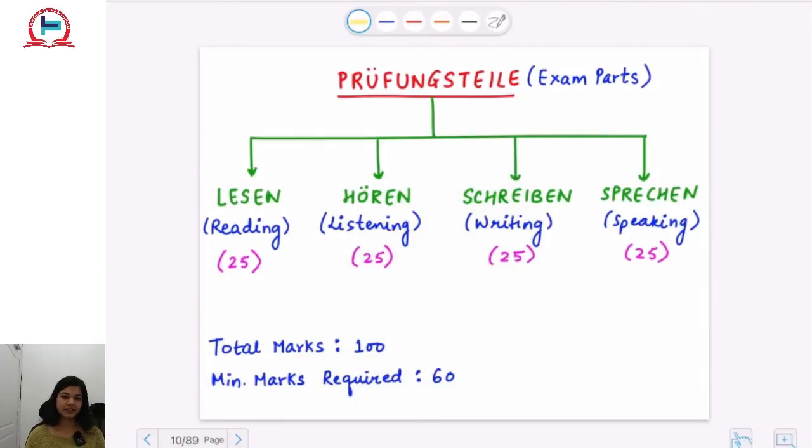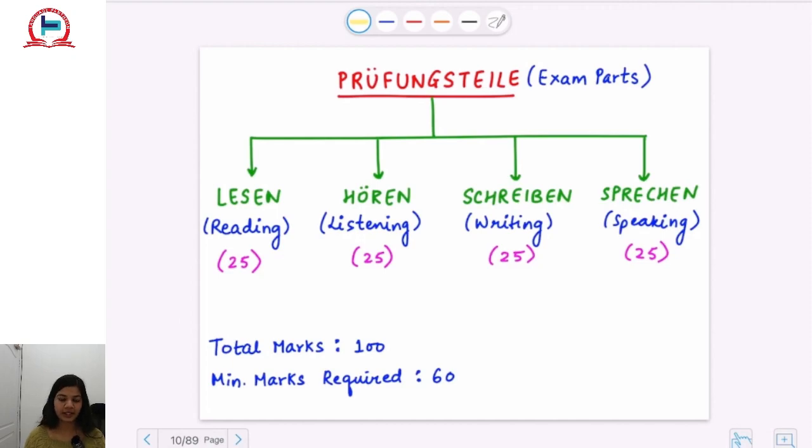So today we are going to talk about the German A1 exam pattern. So let's start. This is the exam pattern of A1 level. The Prüfungsteile are the exam parts.